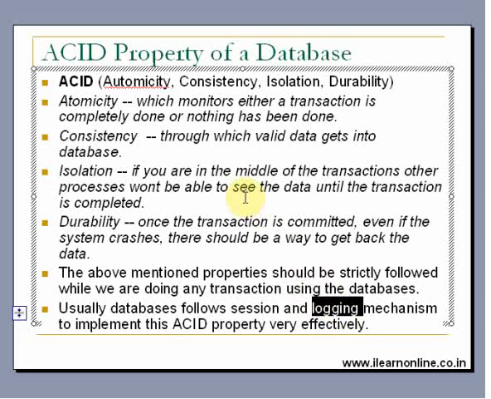So these 4 properties are very important. You need to keep this in mind whenever we are working in an RDBMS. So that is atomicity, consistency, isolation, and durability.